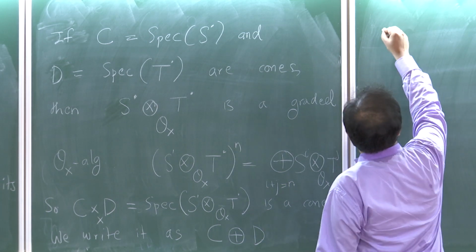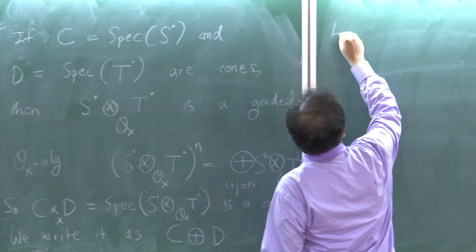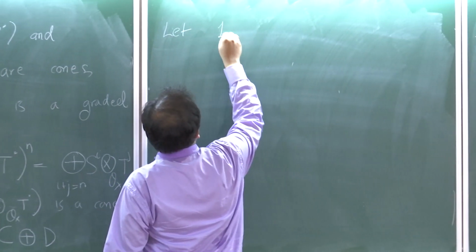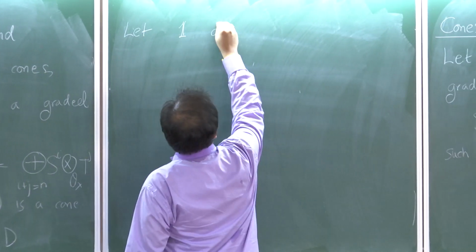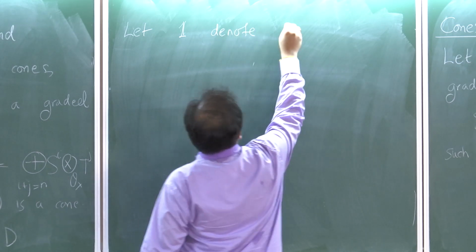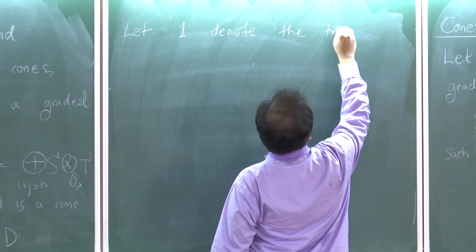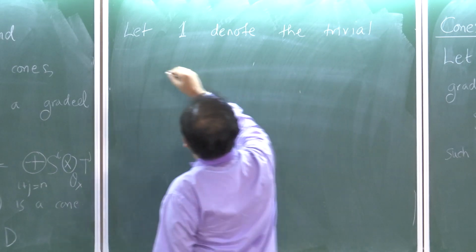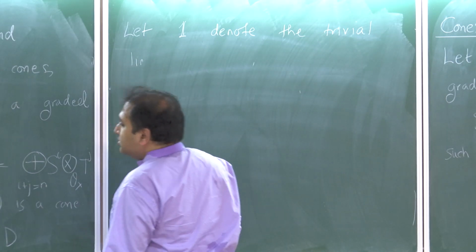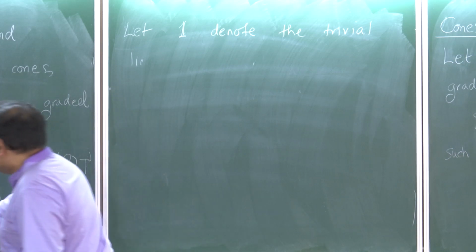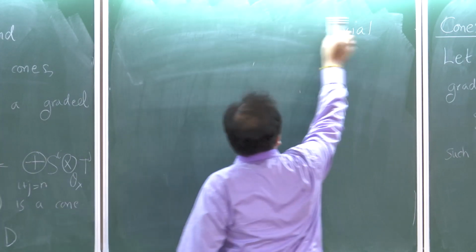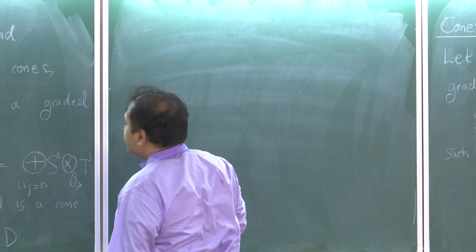In particular, if we take 1 to denote the trivial line bundle. Maybe before I say this, the thing is that a basic example of this is vector bundles.